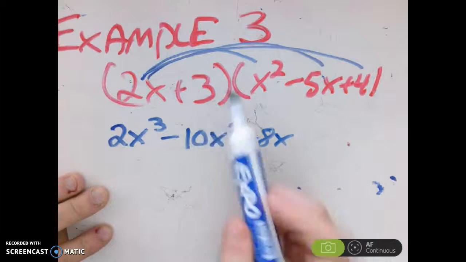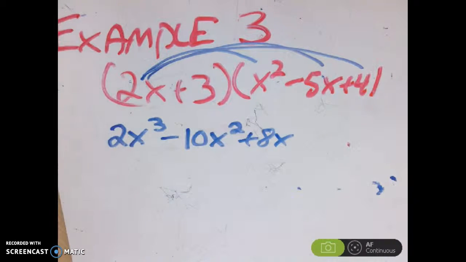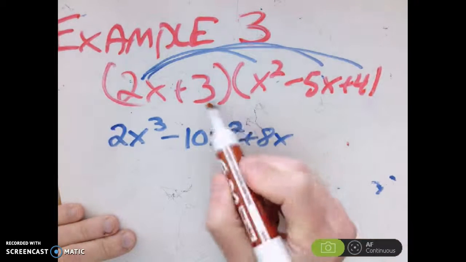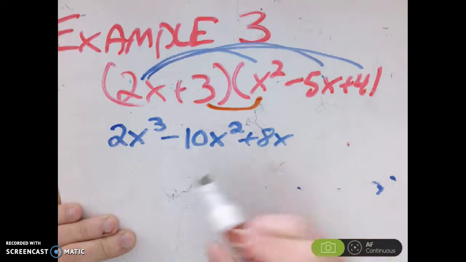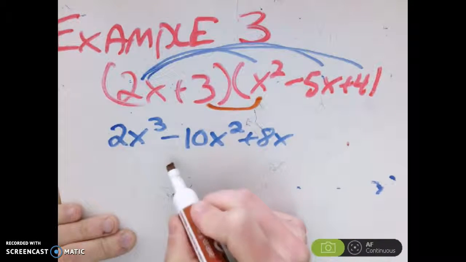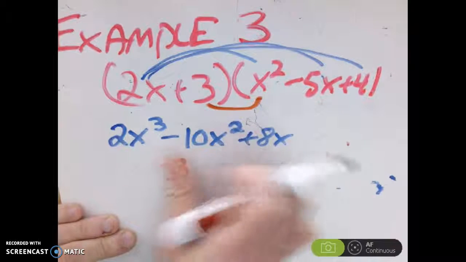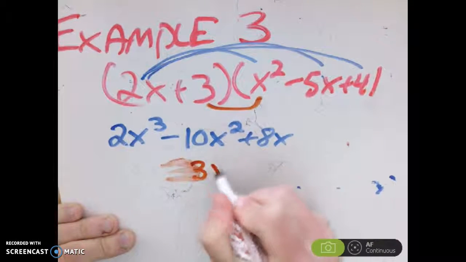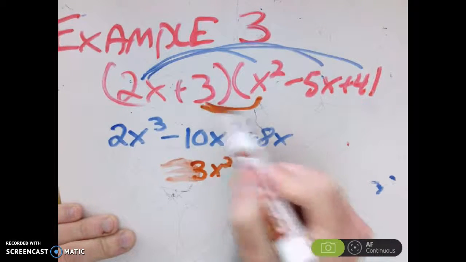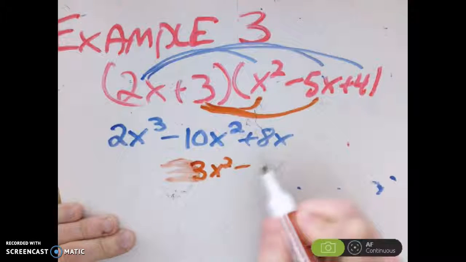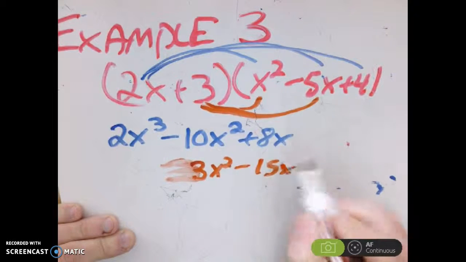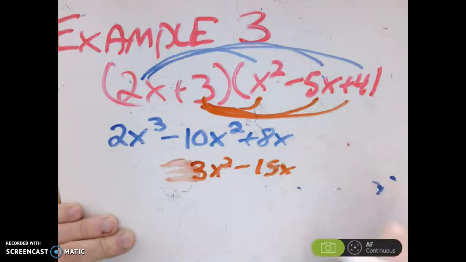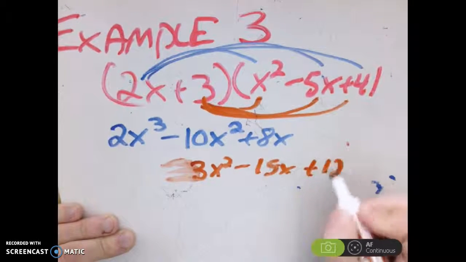And now we take the 3, and we'll distribute the 3 to everything. So the 3 goes to the x squared. So 3 times x squared is 3x squared. 3 times negative 5x is minus 15x. And then 3 times 4 is plus 12.